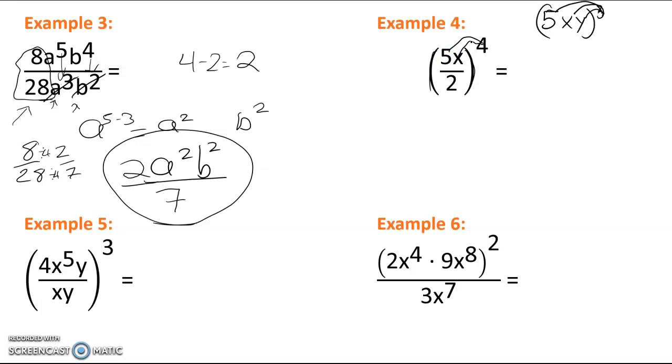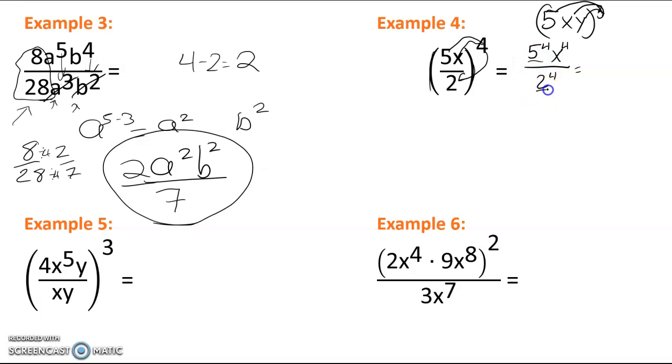We're going to take this exponent here and distribute it to all the bases. But remember, now with dealing with fractions, we not only have a top to distribute to, we also have a bottom. So we're going to distribute the 4 to the top parts of the fraction. That gets me 5 to the 4th power and x to the 4th power over 2, distribute that 4 down here, 2 to the 4th power. Okay?